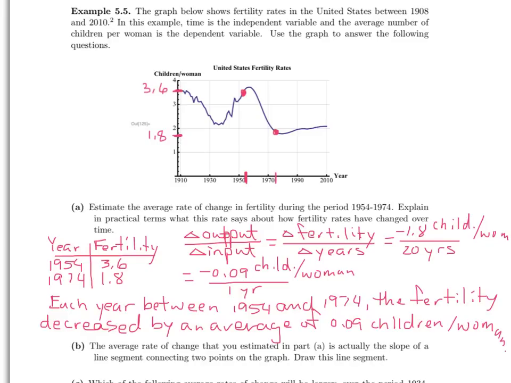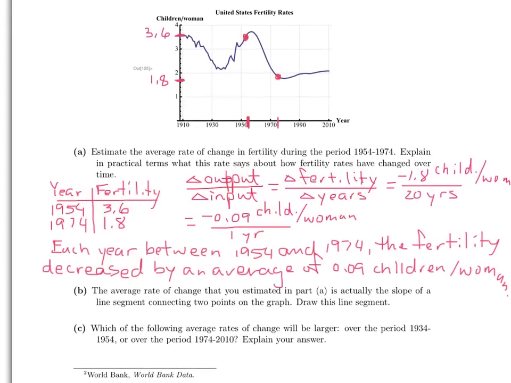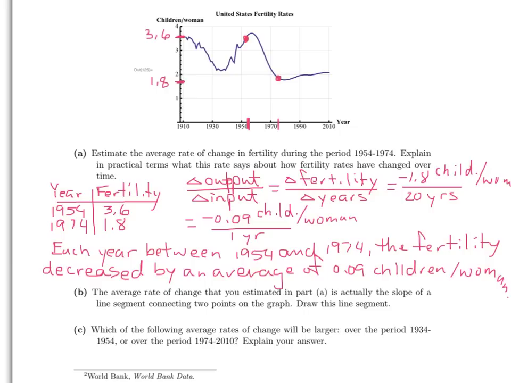Okay, let's move on to Part B. The average rate of change that you estimated in Part A is actually the slope of a line segment that connects 2 points on the graph. Let's go ahead and draw this particular line segment.